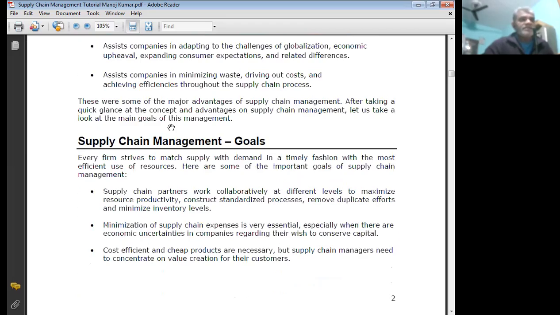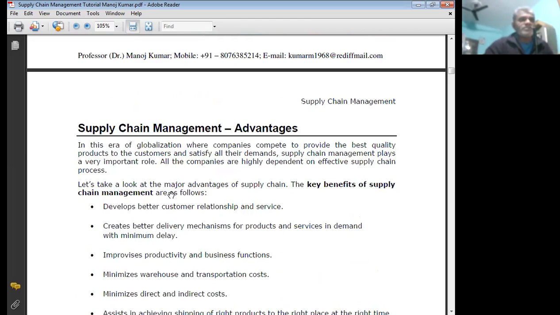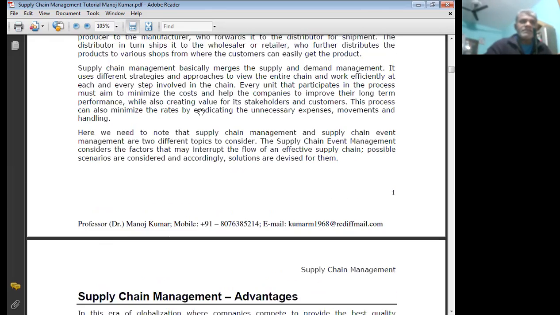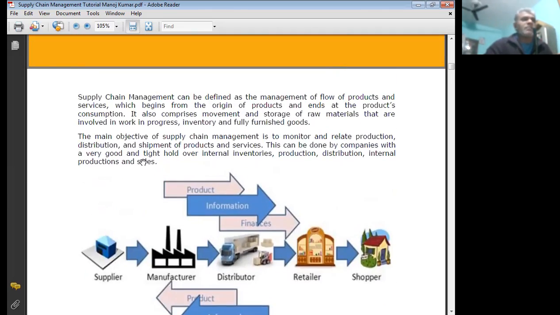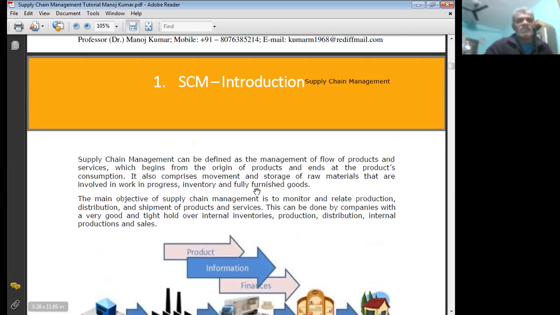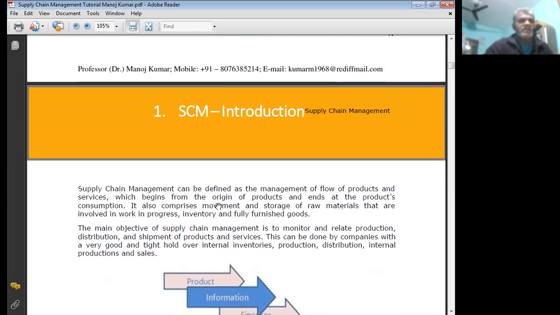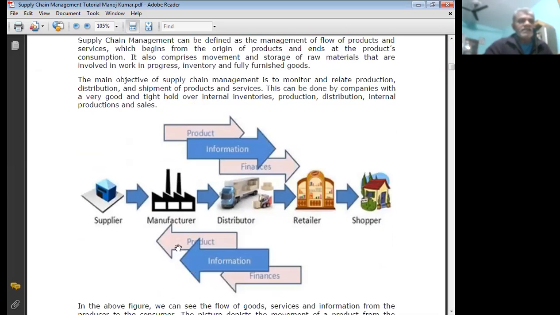And these are the advantages of supply chain management. What are the different supply chain management advantages? And this is the supply chain. This is the introduction of the supply chain, where three types of flow are there: product flow, information flow, and financial flow.